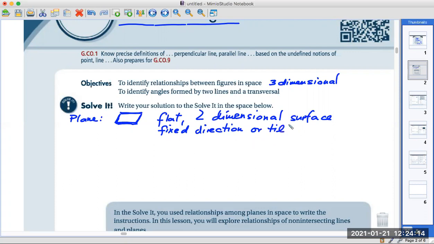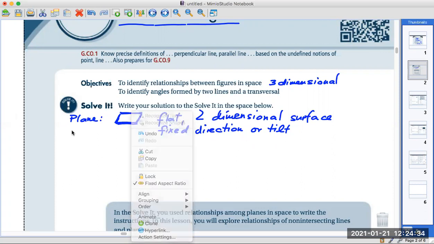So every plane has its own tilt. Think of the whiteboard: if I move it toward me a little and change the angle, it's a different plane. So there are infinitely many planes, because you can take a flat surface and tilt it in every which way.